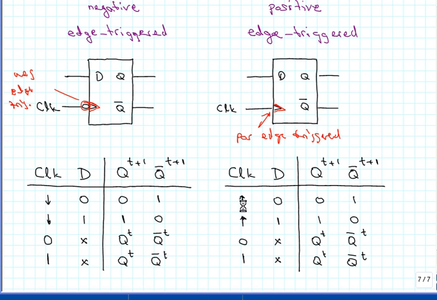And for the positive edge-triggered flip-flop, everything is the same except that it reacts on the positive going edge of the clock, which is indicated by an arrow here that's pointing up. And when the clock is either at the 0 level or at the 1 level, again, the output of that D flip-flop just stays at the same level as it has been before.